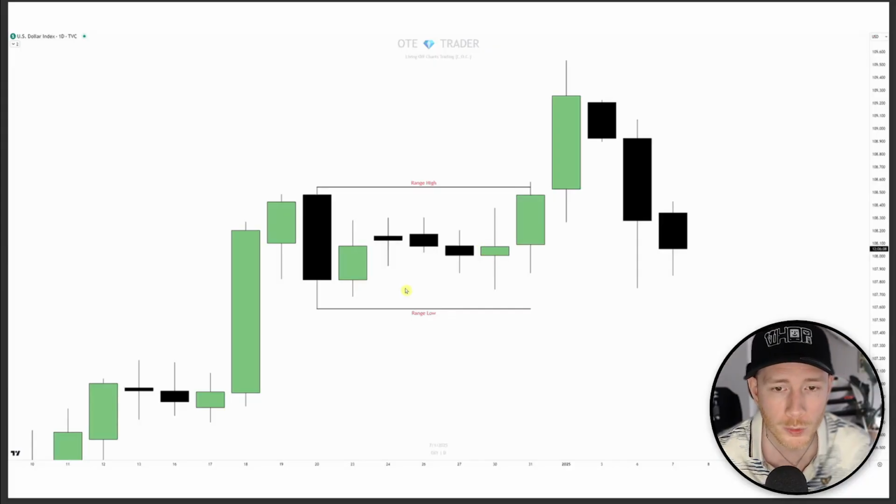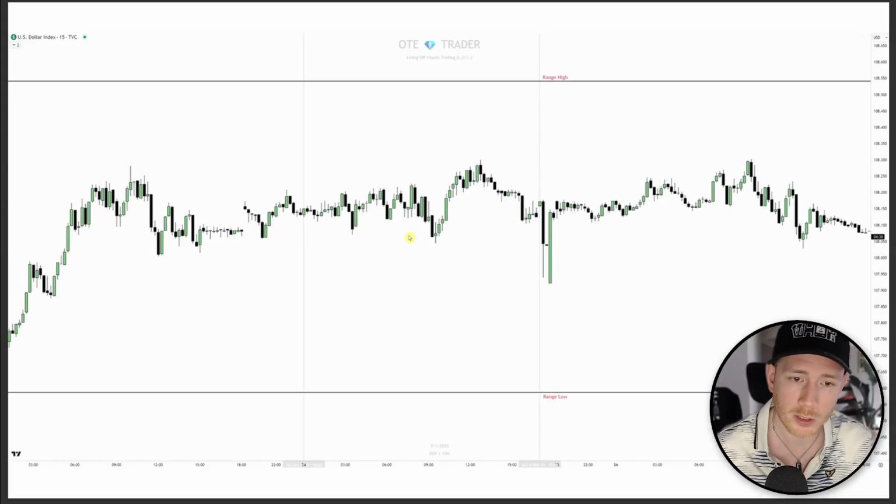And the number one reason why price consolidates is because of time. Time is more important than price, and ICT also always talks about that time comes before price. The economic calendar will be your roadmap into determining what is the right time to trade and when to avoid trading. What does that look like intraday?